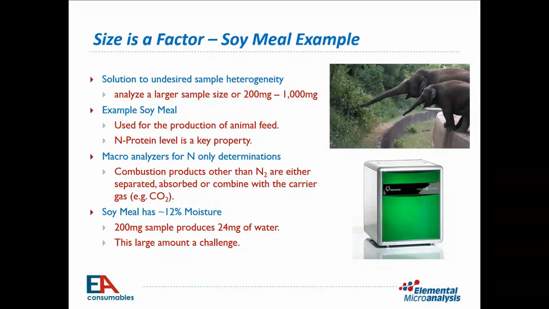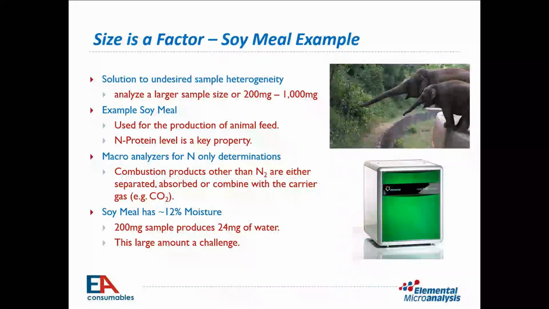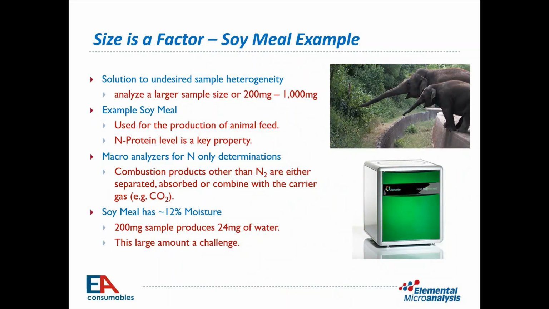So specialized macroanalyzers for nitrogen-only determination are regularly used for this application, and all combustion products other than N2 are either separated, absorbed, or combined with a carrier gas, such as CO2 for a carrier gas. So the key thing here is that for soy meal, it has about 12% moisture content. So each 200 milligram sample produces 24 milligrams of water to absorb, and this can be a big challenge if you're just using a chemical desiccant.